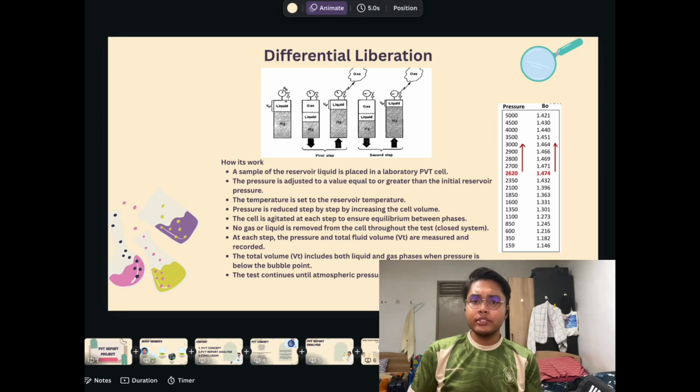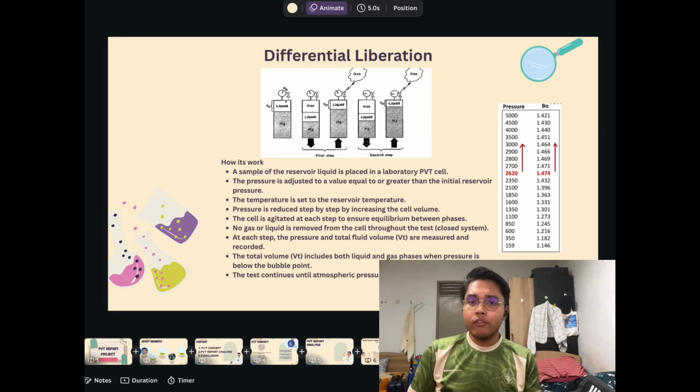The next test that I want to discuss is the differential liberation test. How it works is basically placing a reservoir fluid into a PVT cell at reservoir temperature and bubble point pressure. Then we reduce the pressure in the PVT cell gradually by increasing the cell volume in increments. While the liquid is agitated to ensure equilibrium between gas and liquid phase, we need to make sure that at each pressure step the gas is removed from the cell and the volume of remaining liquid is measured and recorded. The pressure is kept constant by reducing the cell volume as the gas is removed. This process continues gradually until the pressure reaches atmospheric pressure.